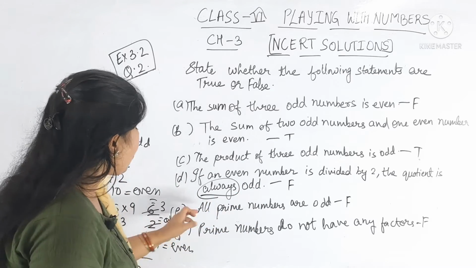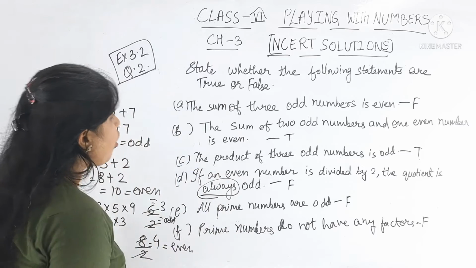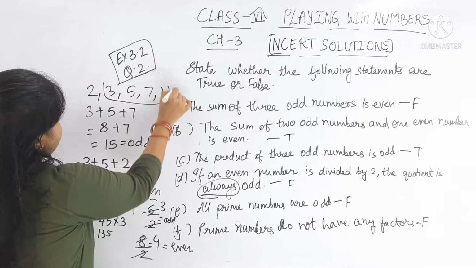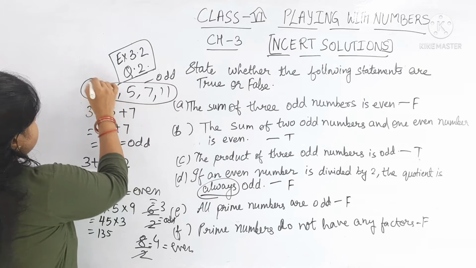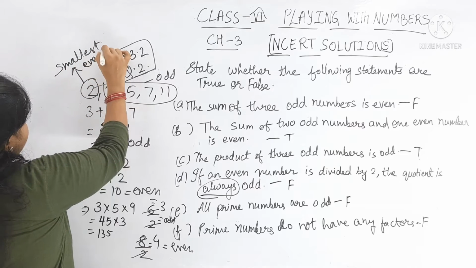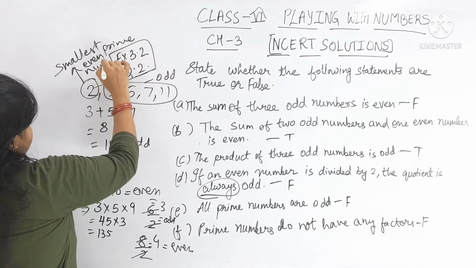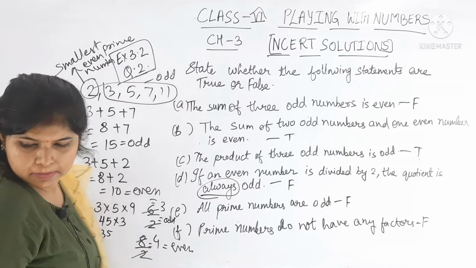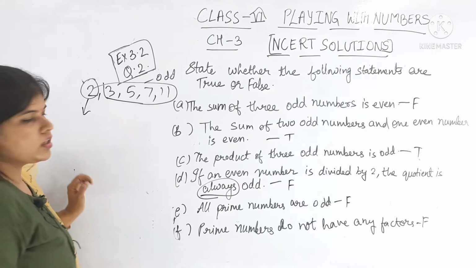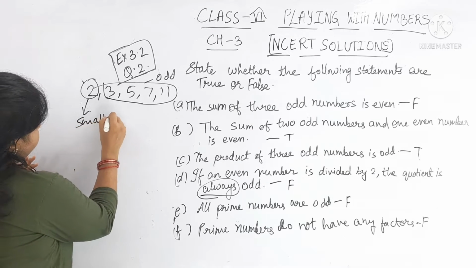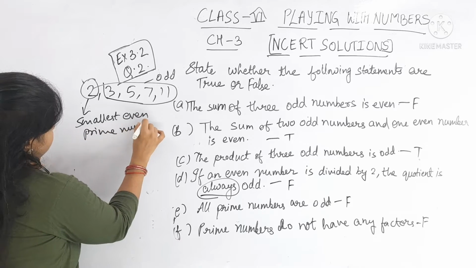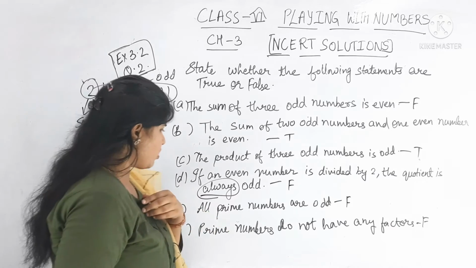Now come to the E part. All prime numbers are odd. Okay, all prime numbers, that is 2, 3, 5, 7, 11 like this. So these are odd numbers, but 2 is the smallest even prime number. 2 is the smallest even prime number. Okay, so this is also a false statement.